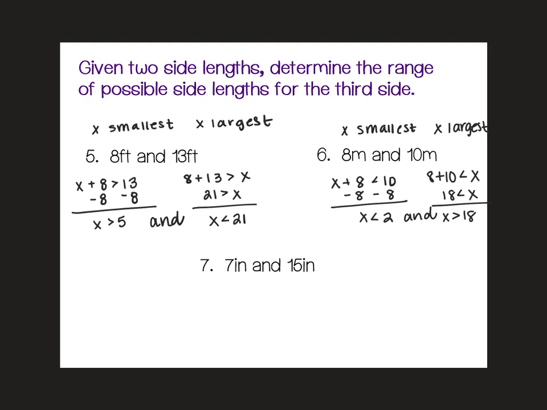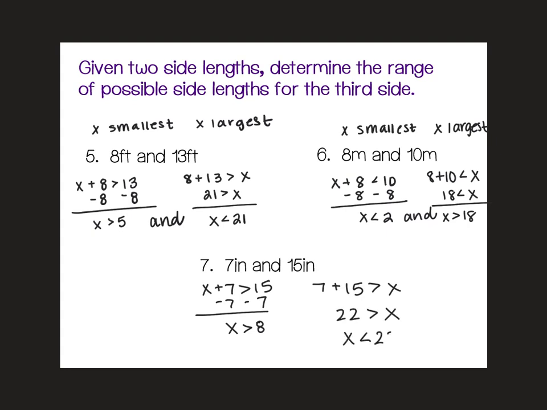The first one would be x plus 7 is greater than 15. When you solve, you get x has to be greater than 8. The second one would be 7 plus 15 is greater than x. When you add, you get 22. So x has to be less than 22.